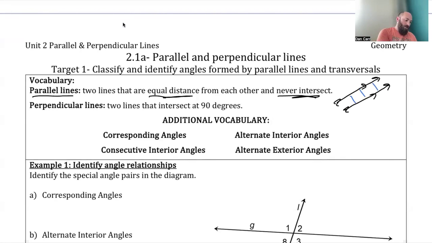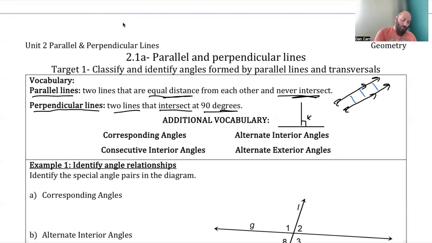Okay. So perpendicular lines, these are two lines that intersect at 90 degrees. So it looks like this. Draw that out right there. I put a little box there. So there's 90 degrees. So again, this is how I show that an angle is a right angle. So the two lines are perpendicular if I see this here.